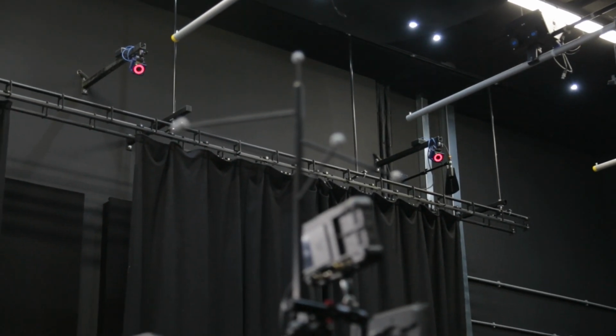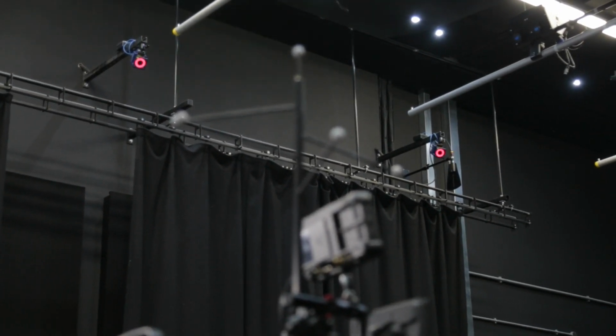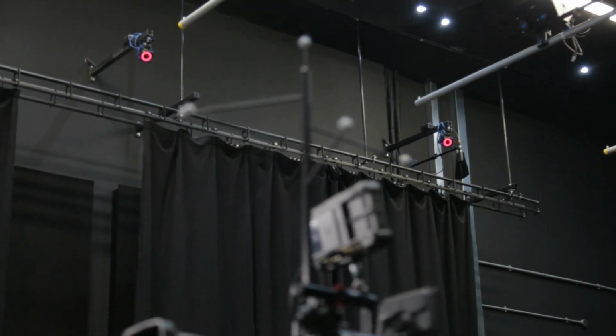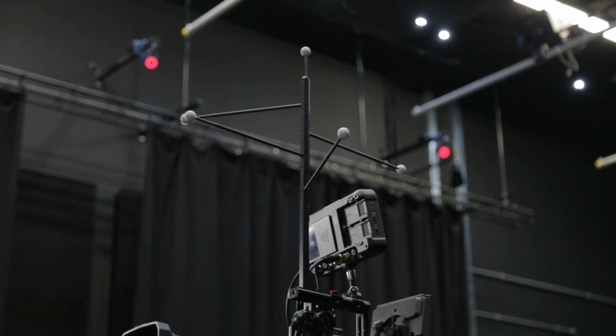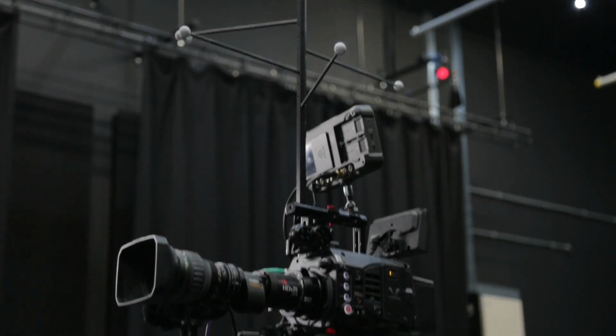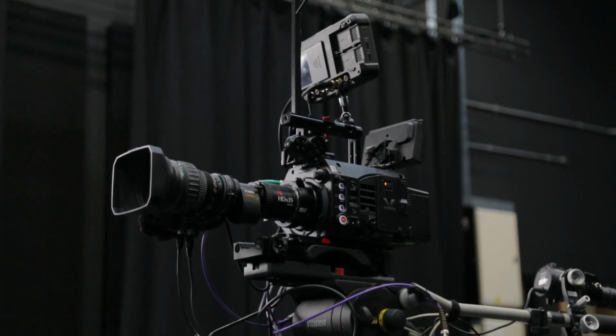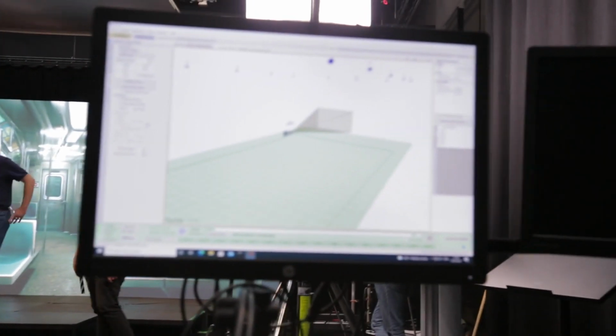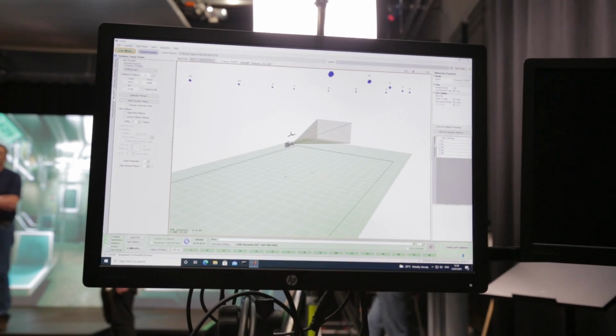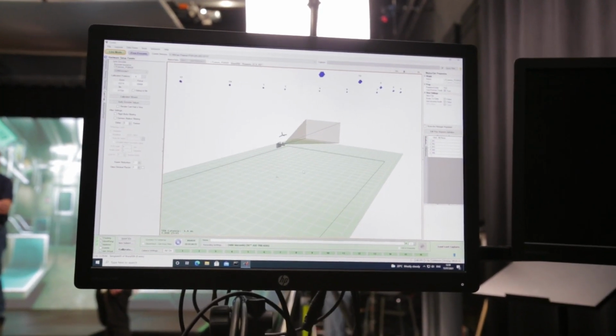So we have these ceiling-mounted motion capture cameras, which are tracking the passive reflective markers which are based on top of the camera. And we also have lens encoder information, which is then, with the motion capture information, sent to a motion capture server, which is processing this information and packaging it up as a virtual camera.